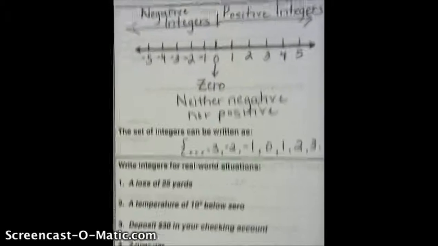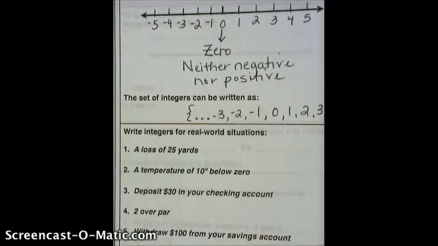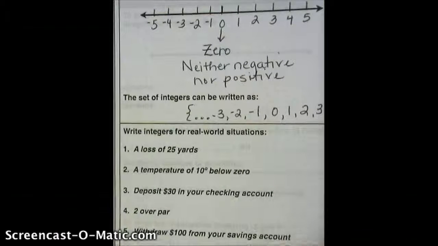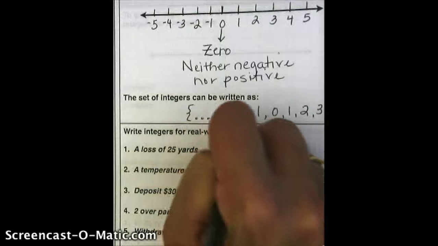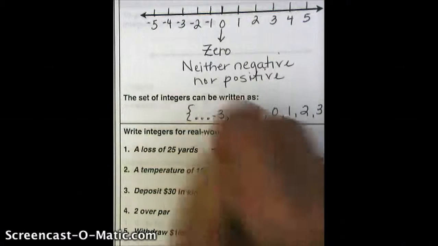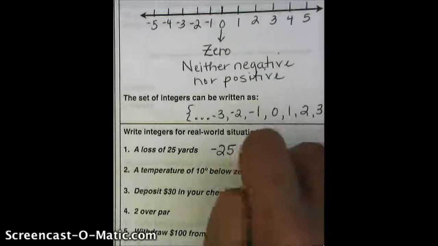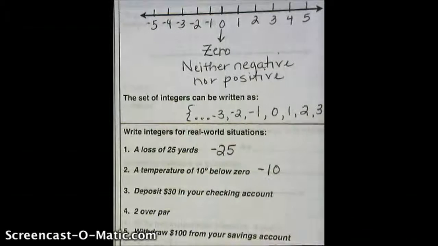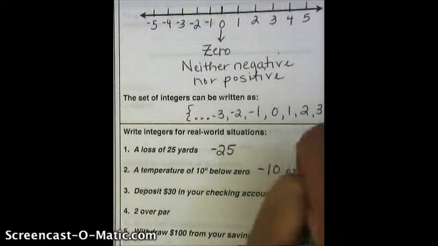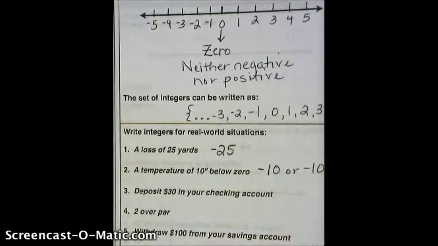Let's look at some examples with negative and positive numbers. First of all, if we're going to write integers for real-world situations, if we have a loss of 25 yards, we would write that as negative, because if you lose 25 yards, you're going to have a negative number. Number 2, a temperature at 10 degrees below 0 would be written as negative 10. Or you could write it as negative 10 degrees. Number 3, if you deposit $30 in your checking account, that's going to be a positive number. You can write it with the dollar sign or without. Generally, when I do word problems, I leave off the labels with dollar signs and those sorts of things.